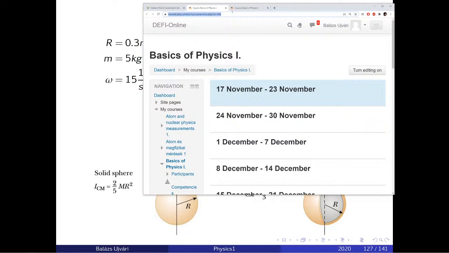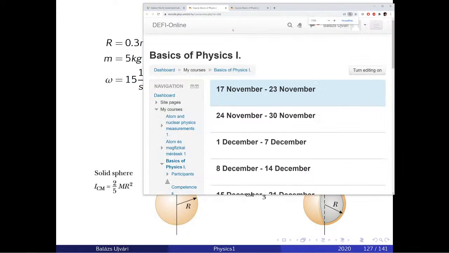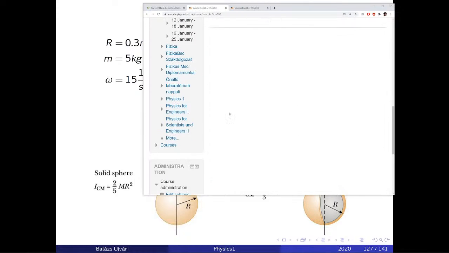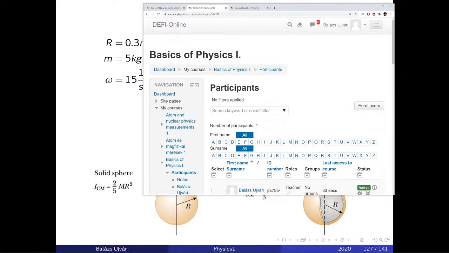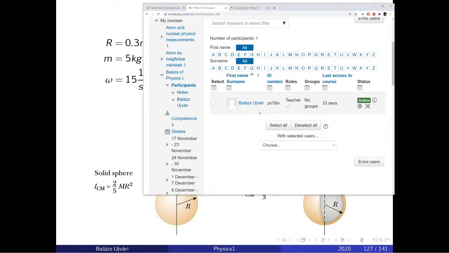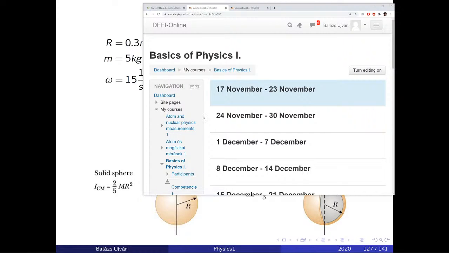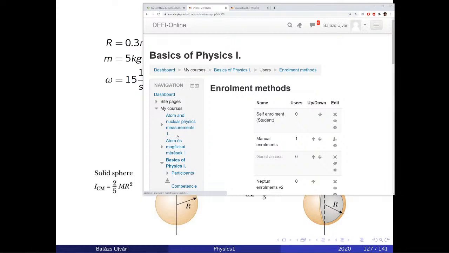Oops. Wait a bit, I can increase the letter, I hope. Yes, but only these ones. Let me see the participants. Enrolled users. Oh, nobody. I missed something. Wait a bit. Enrollment methods.